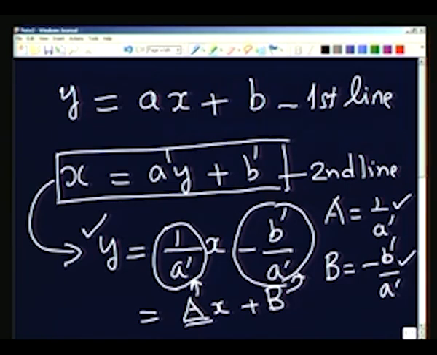So, the method used for a prime and b prime is exactly similar to a and b, and therefore, we can easily obtain capital A and capital B as the slope of the second line and the intercept of the second line. Suppose I compare the slopes of the two lines. So, if the slopes of the two lines are compared, we compare the slopes of the two lines.